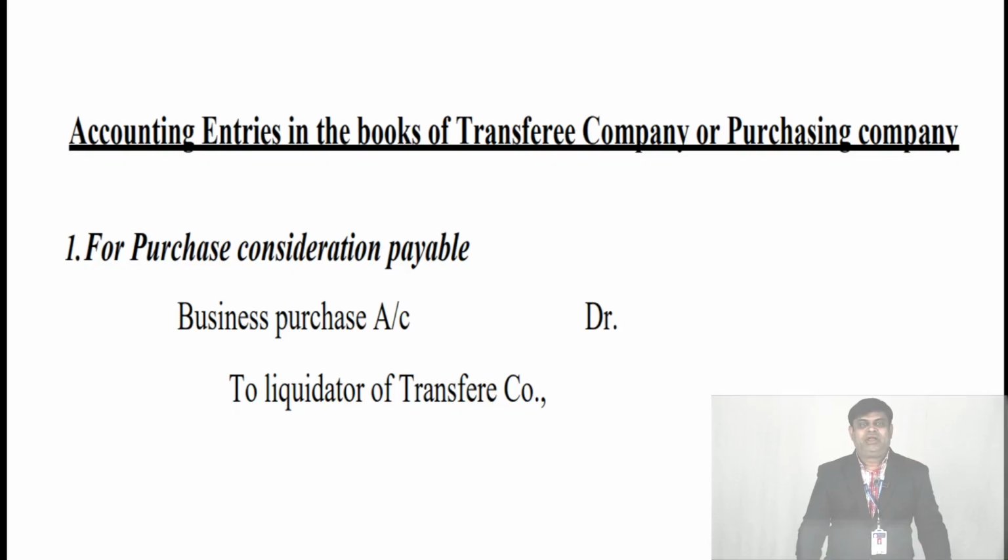That is why a temporary account is opened, business purchase. In the given entry, you can see the business purchase account is debited, and credit is given to the liquidator of the transferee company, the one who sells the business. So the entry is: Business purchase account debit to liquidator of transferee company account credit. This is the entry for business purchase consideration payable. From these entries you can see both accounts will be closed in the subsequent entries.